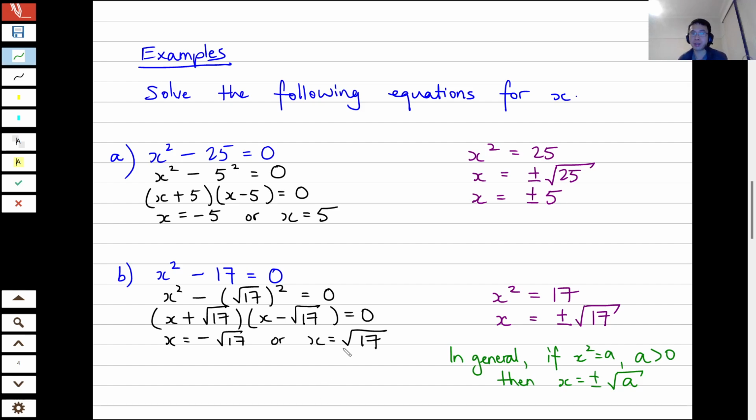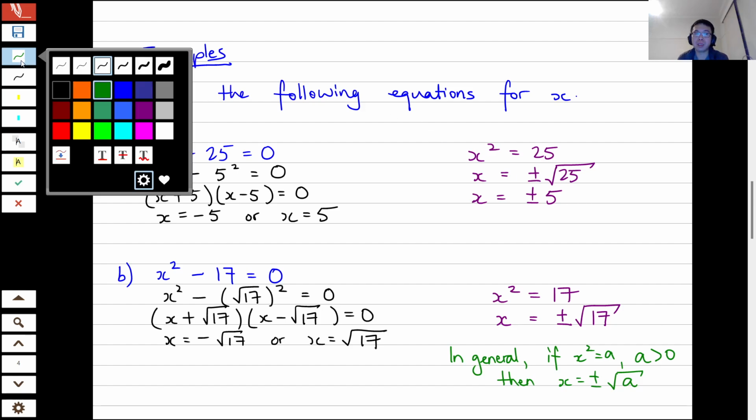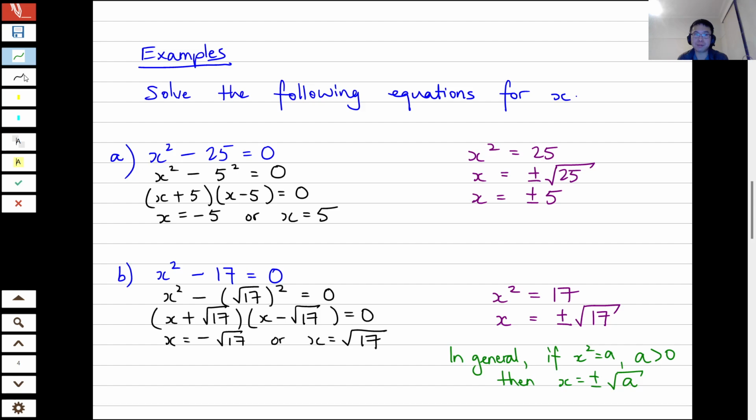For the rest of these questions, we won't need to worry about this because we're not dealing with surds. So just note, root 17 is a surd. If you haven't already learned about surds, let me know. I can give you some exercises on that, but you'll do some work on this in year 11 as well. Okay, let's keep going with some examples.